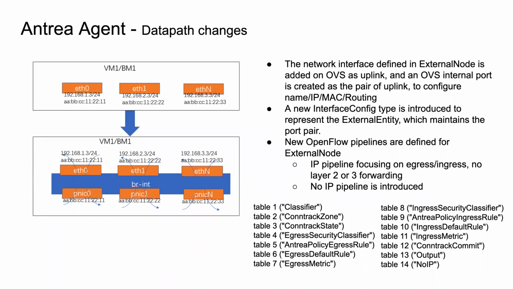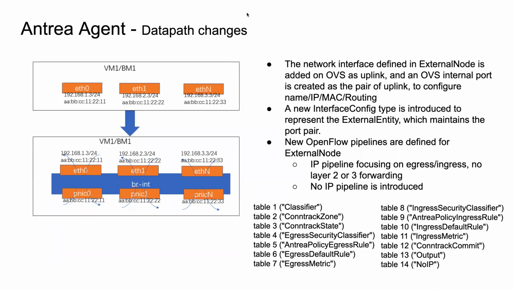With the changes on the external node for the OS path, the new pipeline definition has only 4 tables, and I listed the table ID and name mapping on this page. That's the main change for the agent side. I'm not sure if you have any questions.